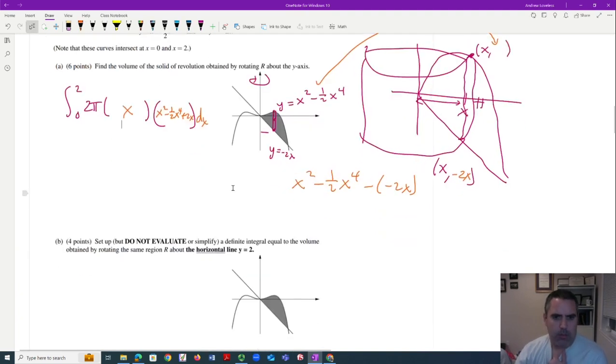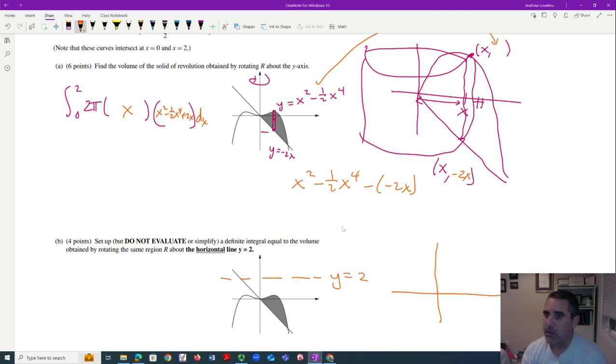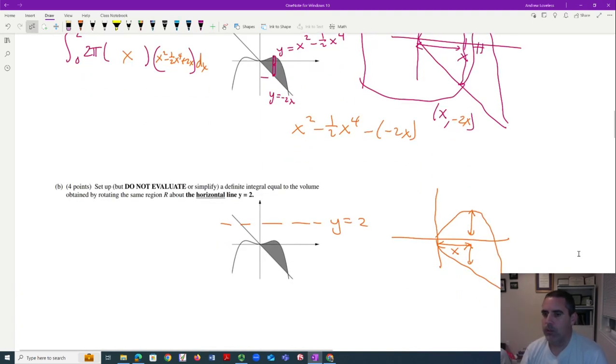Okay, what about if we rotate around the horizontal line y equals 2? So again, we want to use x. We desperately want to use x. If you don't use x, it's going to be really hard to describe the lengths. This is all about labeling. If I label this x, we now know the distance to this top function was given to us. It was the x squared minus 1/2 x to the fourth. And we know that this length is given by the other function. Okay. So we want to use x, and we have those labeled.